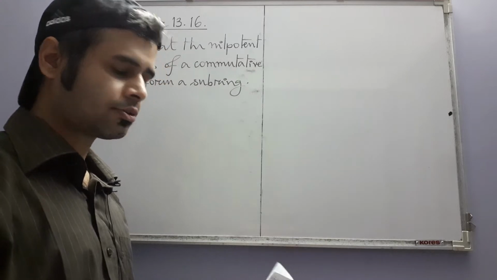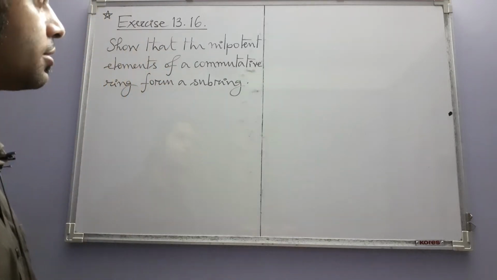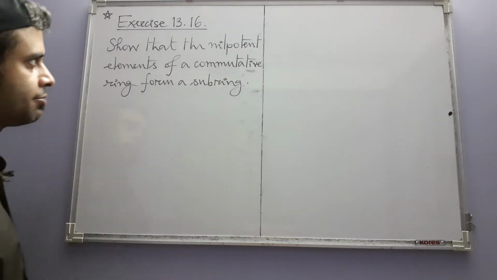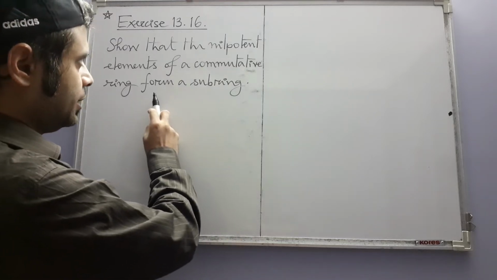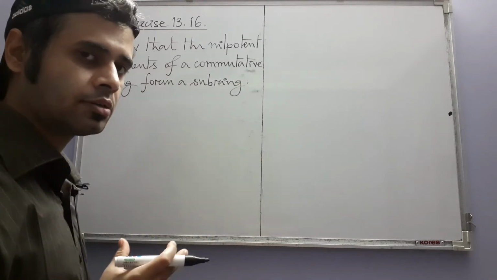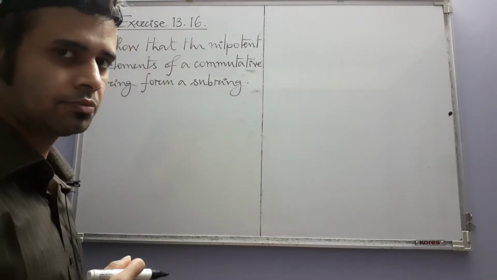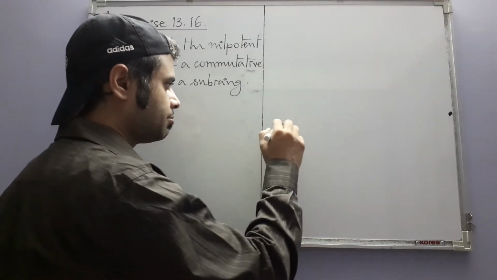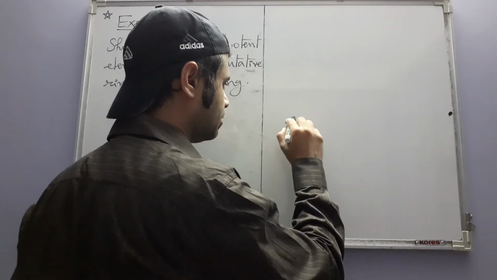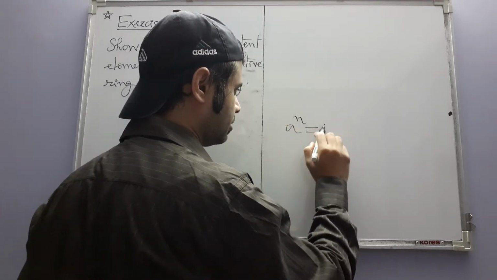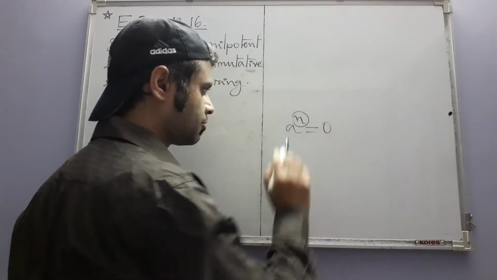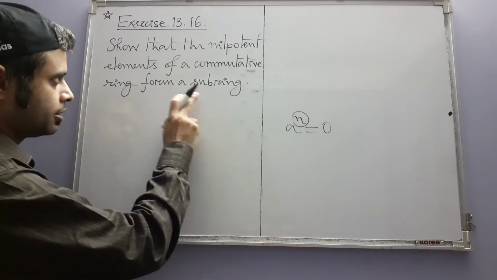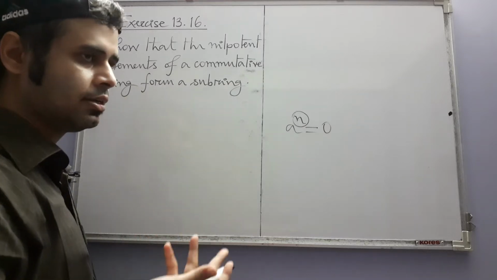So let us continue our ring exercises now with this one, exercise 16. Now here we have a commutative ring in which we are considering the set of all nilpotent elements. We have already seen in the previous exercise what a nilpotent element is. An element A in a ring is nilpotent if some power of A equals 0, where the exponent is a positive integer. Now we have to show that the set of nilpotent elements in a commutative ring is a subring.